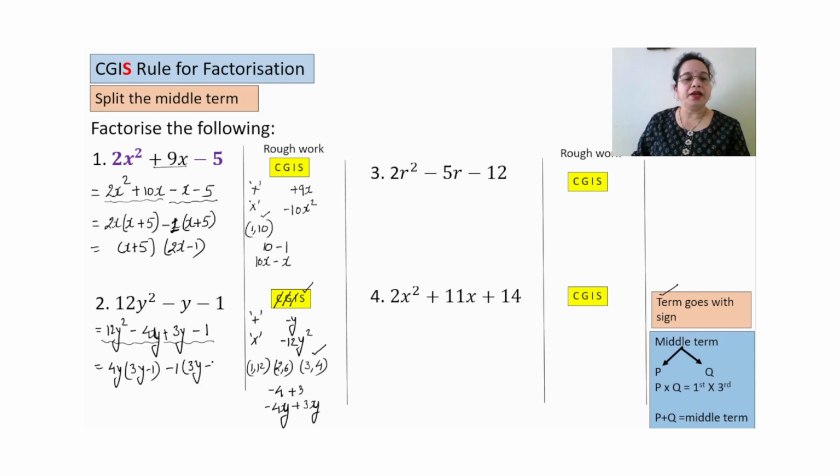3y minus 1, and again your 3y minus 1 is common, so take 3y minus 1 common. What is left? 4y minus 1. So these two are the factors.